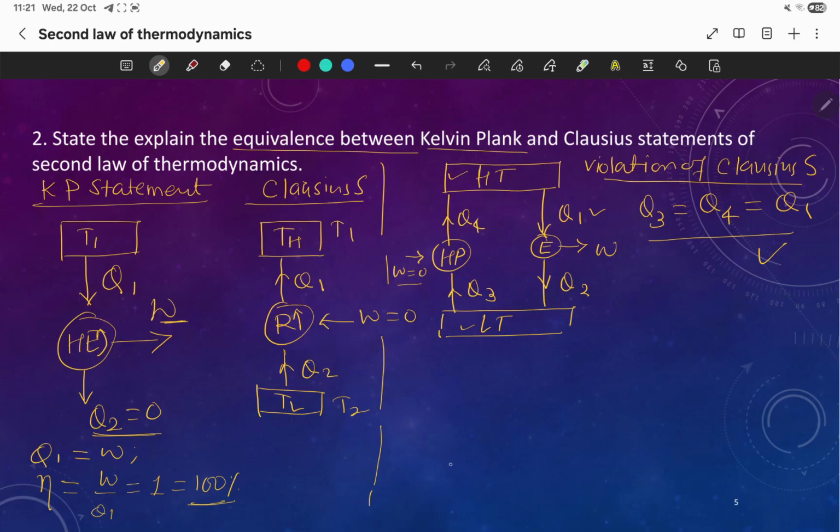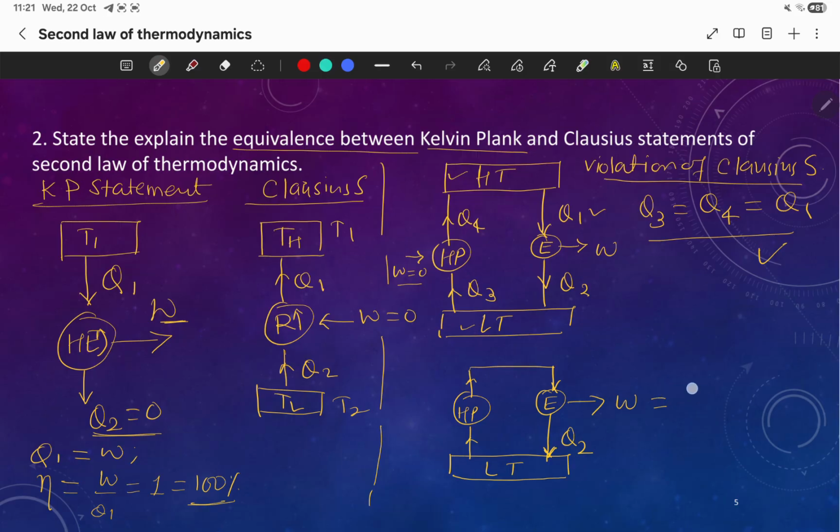we will get something like this. So this will be the lower temperature thermal reservoir, and this heat will go here to the heat pump, and it will directly come to the heat engine, and this Q2 will be delivered to the lower temperature, and we will get W.